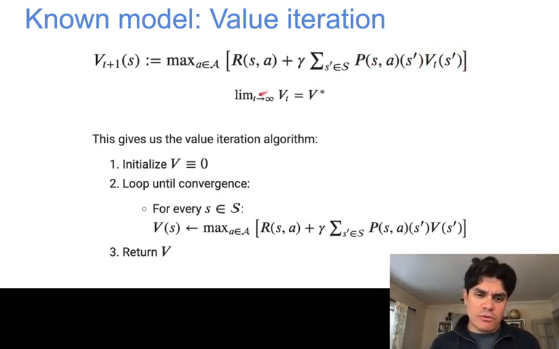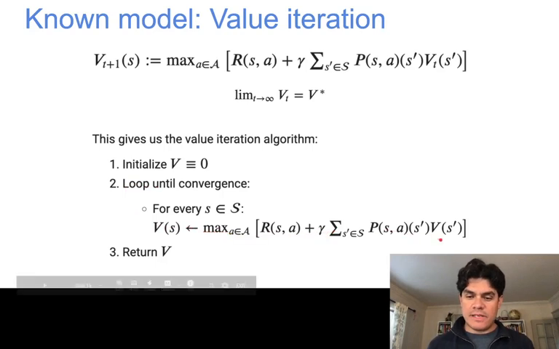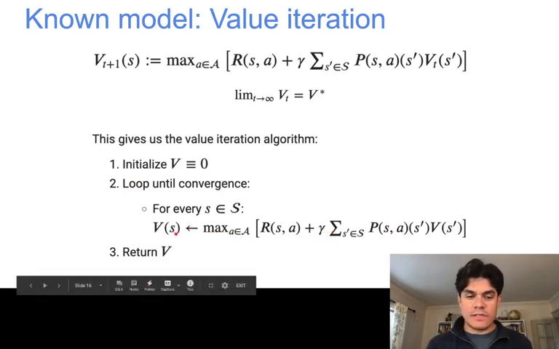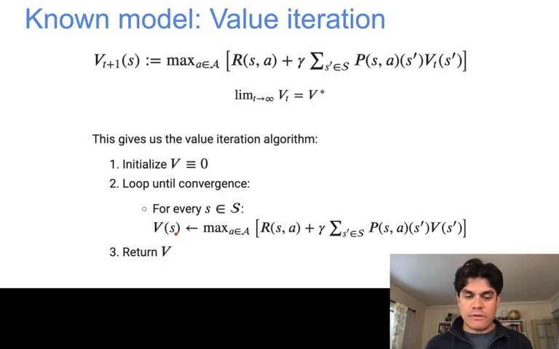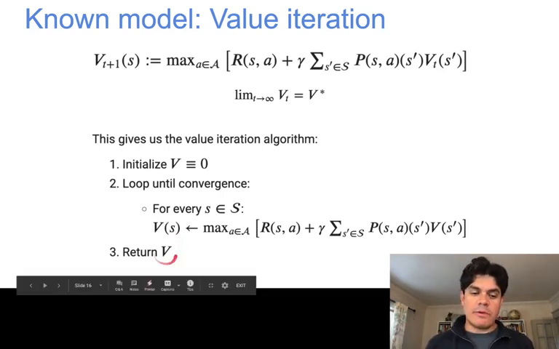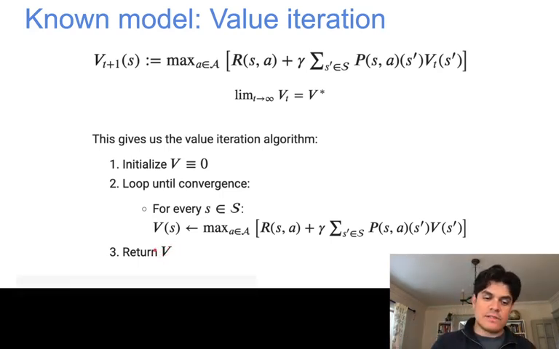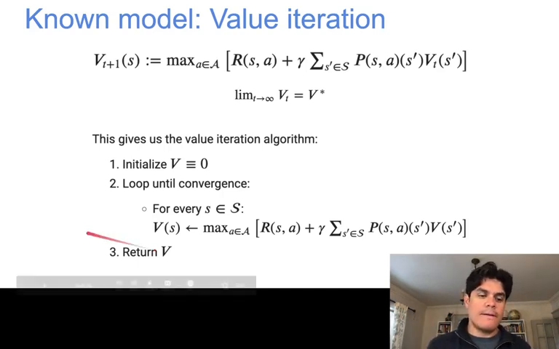It's been shown mathematically that as you let t go to infinity, these estimates will converge to v star, which is our optimal value. And so this gives us the value iteration algorithm. We can start from an initial estimate of v, let's say 0 everywhere, and we can just loop until convergence. For each state, we perform this Bellman backup. And because we know it will converge eventually, we can wait until it converges, or until the difference between our estimates gets very small, and then we can return this new v, and this will be either exactly v star or something very, very close to v star.